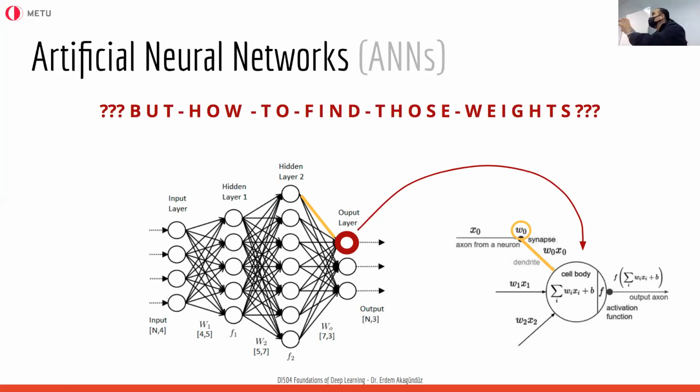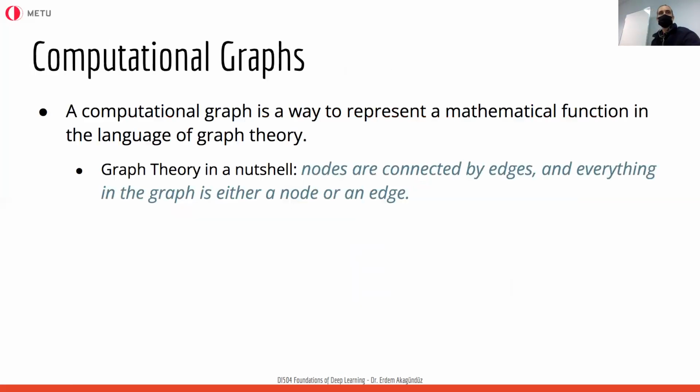So at each step, you are doing calculations. This is in mathematics called a computational graph. Every neural network can be represented as a computational graph. And some guys in mathematics found ways to apply gradient descent to computational graphs. And that's called backpropagation, which we are going to be talking about next. So computational graphs are a way to represent a mathematical function in the language of graph theory. So you can represent any mathematical function in the language of graph theory.